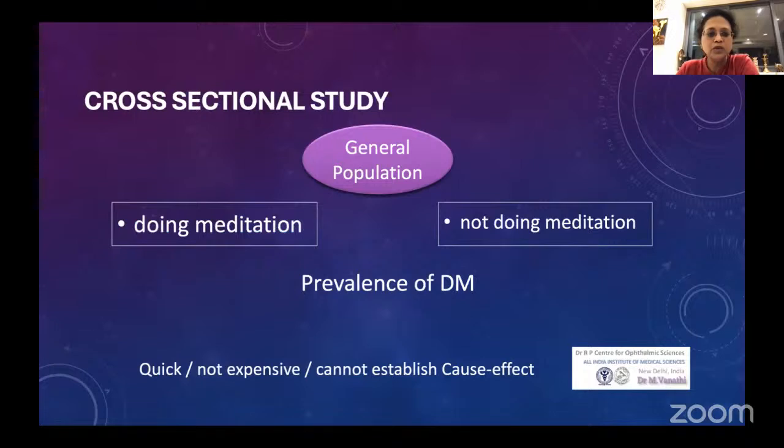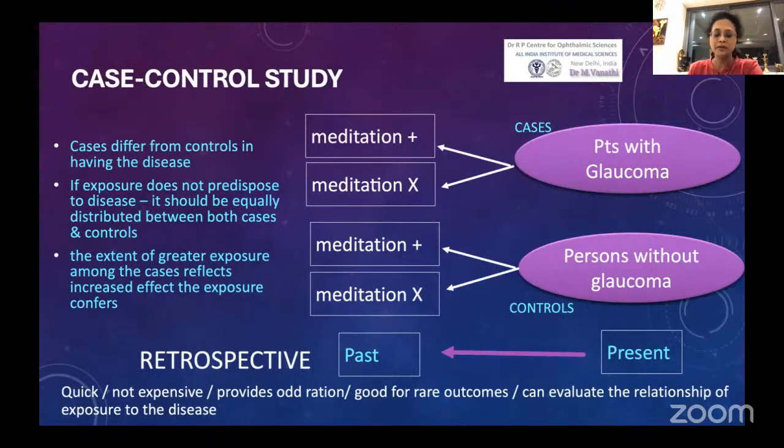It's very quick to do. It's cheap. It's not expensive to do these studies here. But the downside is it cannot relate the cause and the effect here. So that's something which you cannot infer from doing cross-sectional studies here. When you look at a case control study here, so your cases are cases with a particular disease. For example, it's a group of patients who are having glaucoma here.